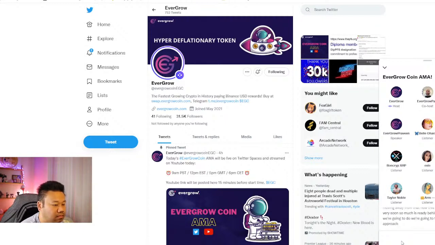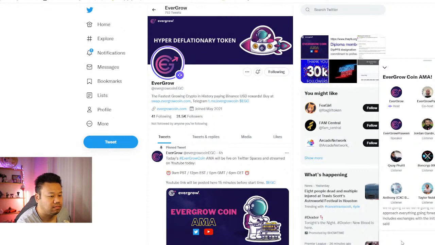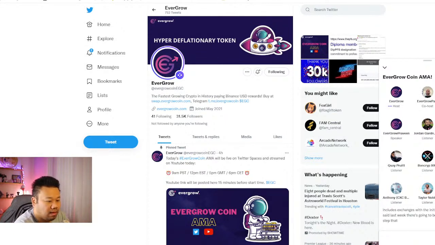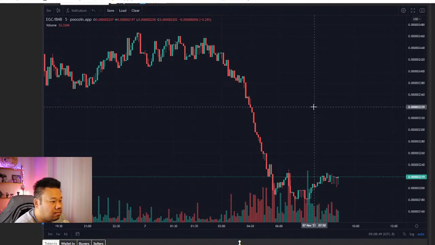Now, what we're going to do is take the same approach to everything going forward, and that includes exchanges. With the initial exchange, as we said last week, there's going to be one additional step that people need to take on these centralized exchanges to participate in full rewards. Now, we think this was the best option available.